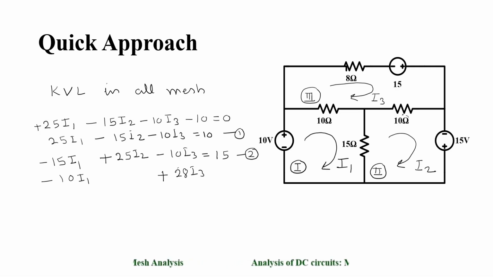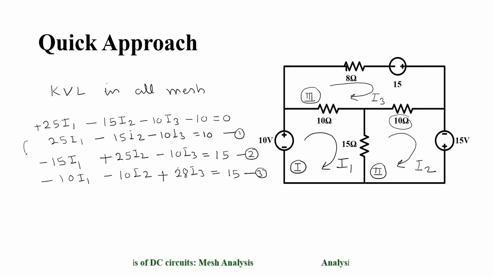And in this 10 ohm, I2 is flowing. So I'll write minus 10 I2. Since I am moving in clockwise direction and I am reaching the minus of 15, I'll write down the opposite of minus 15, that will be plus 15. So here this will be your third equation.